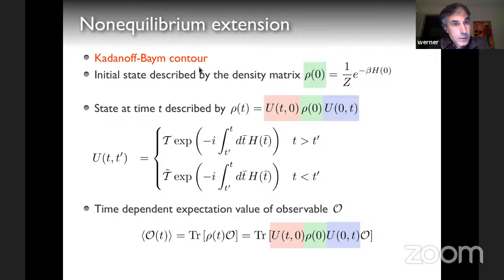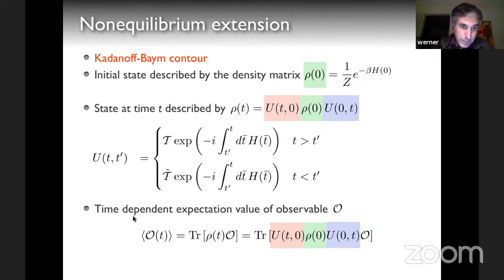So let us assume that the initial state of our system is described by a density matrix rho of zero, where zero refers to time zero. And that's the definition of this density matrix. If we now want to describe the state of the system at some other time t, we have to compute the time evolved density matrix rho of t, which can be obtained from this density matrix rho of zero by multiplying with these time evolution operators on the left and the right. And these time evolution operators are time-ordered or anti-time-ordered exponentials, as shown in this slide.